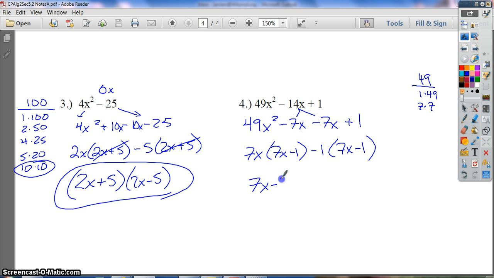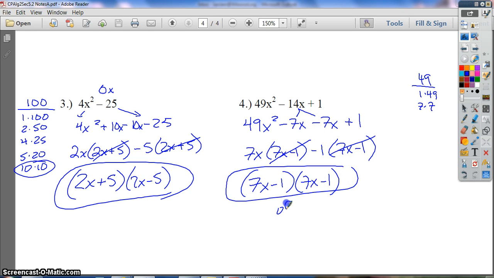So my GCF inside parentheses is that 7x minus 1. I pulled this out, and that leaves me with this and this, which get put together. So this one, you notice they're exactly the same, so you could actually write this one as 7x minus 1 squared if you really wanted to.